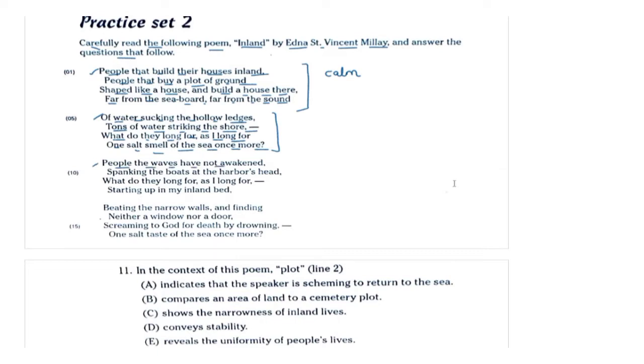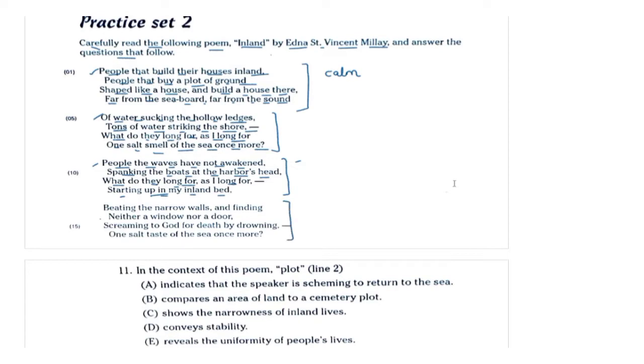People the waves have not awakened, spanking the boats at the harbor's head. What do they long for? As I long for starting up in my inland bed. So, this talks about the boats and the harbor and about the inland bed. The third stanza is talking about the waves that have not awakened. These are the things you will find here.